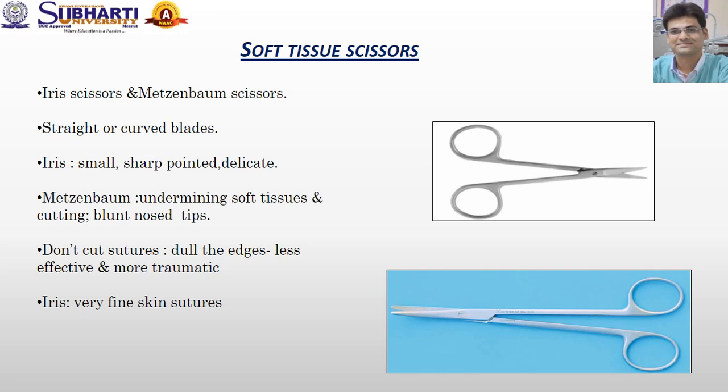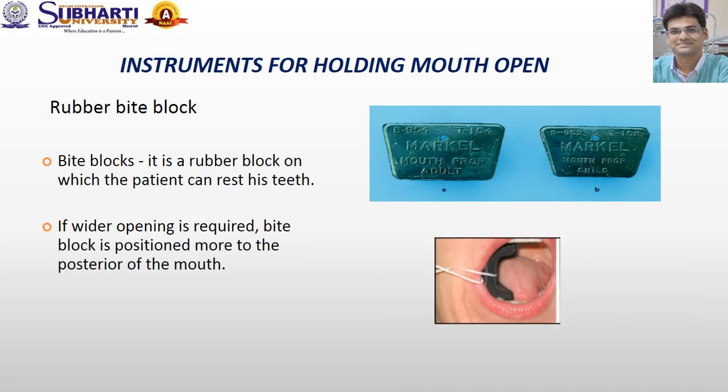These scissors should not be used for cutting suture, otherwise it dulls the edges of this instrument and lets it become less effective and more traumatic when we are using these scissors for cutting tissue. Iris scissors are meant for very fine skin sutures.